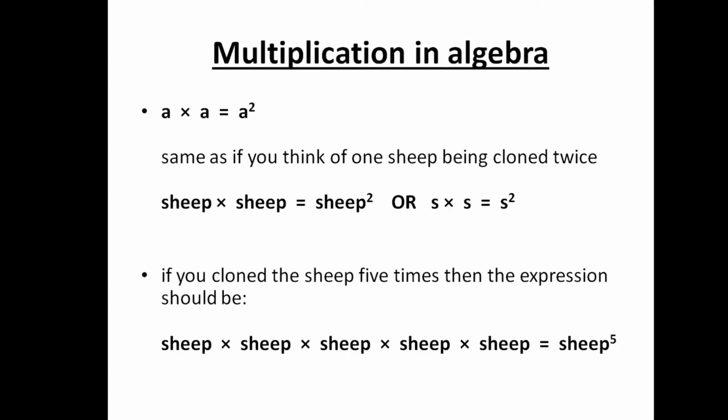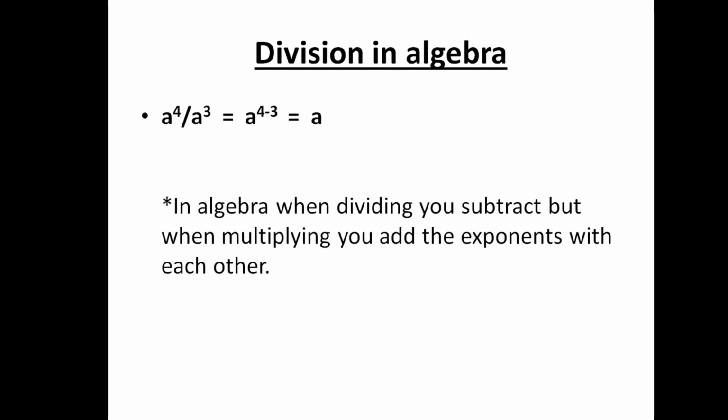Now in multiplication in algebra, it's the same as if you think of one sheep being cloned twice. If you have A times A, that will give you A squared. If you have sheep times sheep, that will give you sheep squared, or S times S equal to S squared. If you clone the sheep 5 times, then the expression would be sheep times sheep times sheep times sheep times sheep to give you sheep raised to the 5th power.